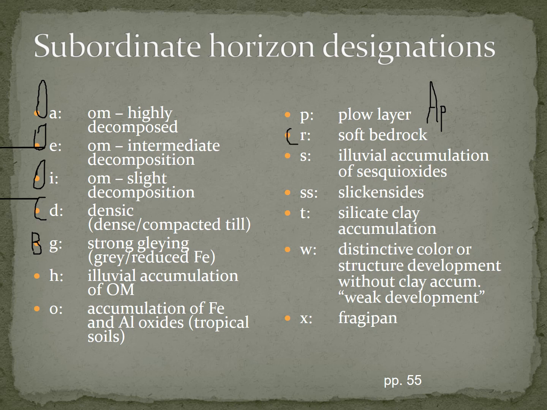The little r, this also goes with C. Okay, so capital C, little r would mean that you have a C horizon with very soft bedrock that you could dig through with a shovel. Slick and slides go with B horizons. So a BSS horizon is where we might have slickensides.